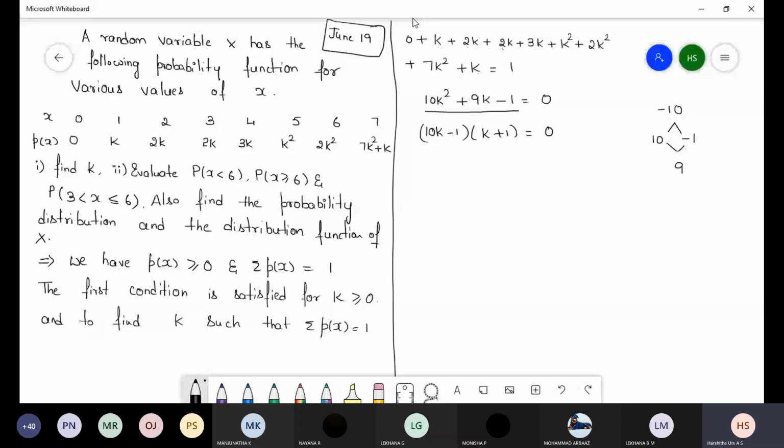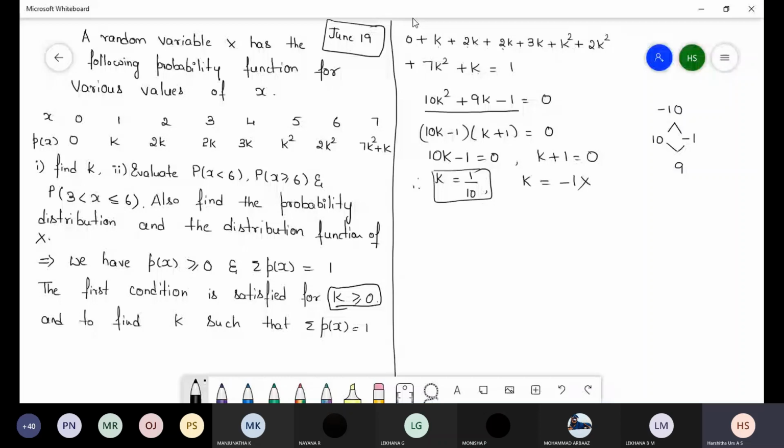So here we can see the condition k should be always greater than or equal to 0. So this condition we don't want. Only we take k is equal to 1 by 10 as our substitution term. So therefore k is equal to 1 by 10. So here we have to substitute in the table. So hence x, p of x: 0, 1, 2, 3, 4, 5, 6, 7.